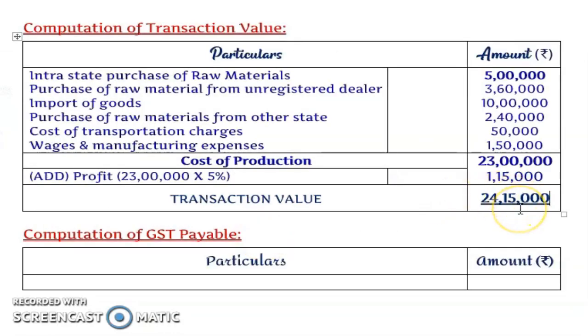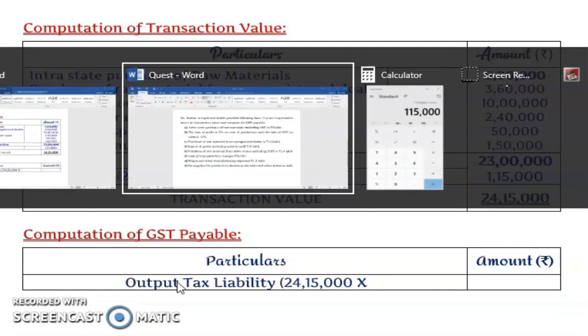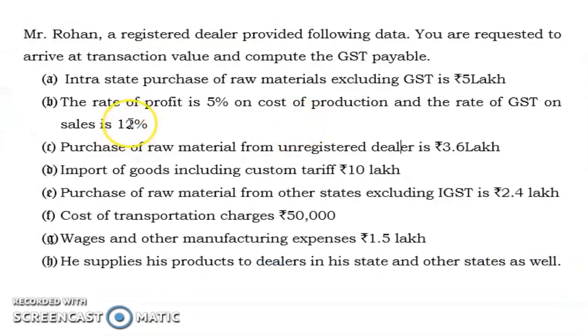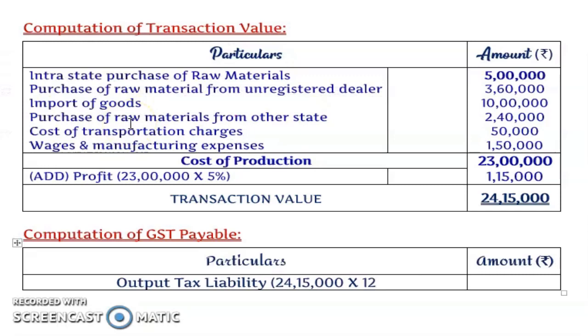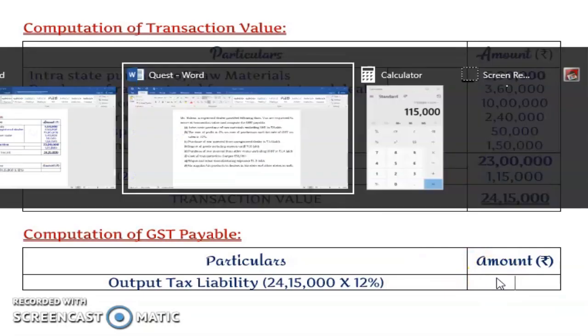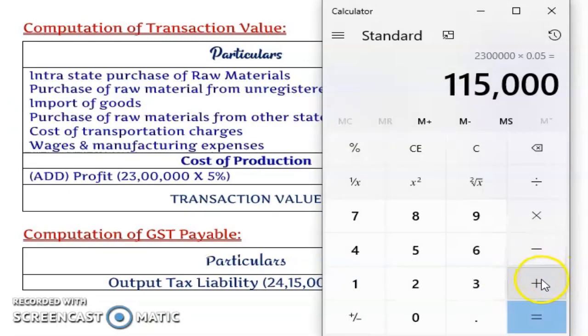So on this is output, right? On the output he has to pay the tax. So I'll be writing output tax liability, so that is on the transaction value. So that I'll be finding now. So on 24 lakh 15,000, he has to pay tax at the rate of 12%. Okay, so 12%, so that we need to charge, and then we have to find the amount on 24 lakh 15,000.